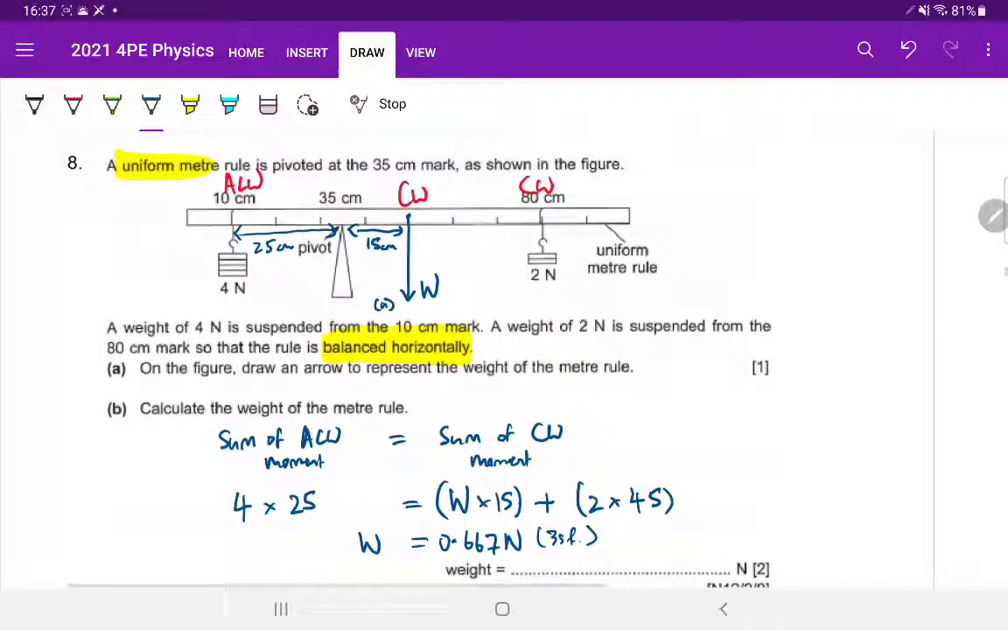The key thing here is knowing which distance to use, and of course knowing the center of gravity is in the middle of the object. So when the weight is not negligible, note that the weight is usually in the middle of the uniform object, and use that to calculate the distances.